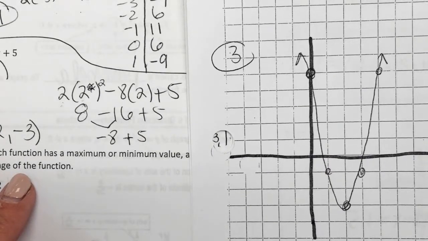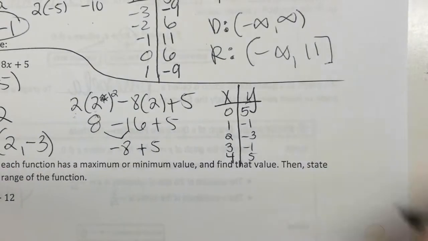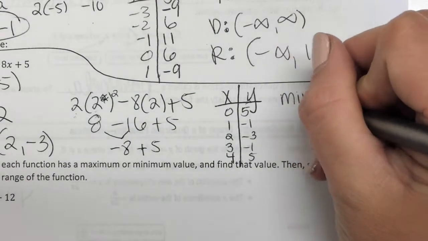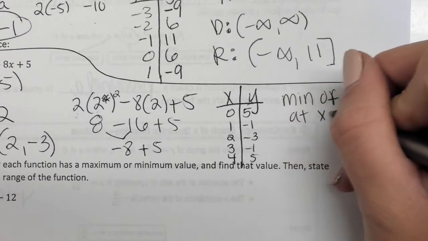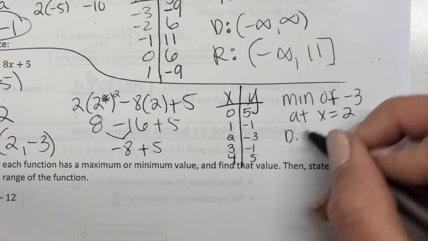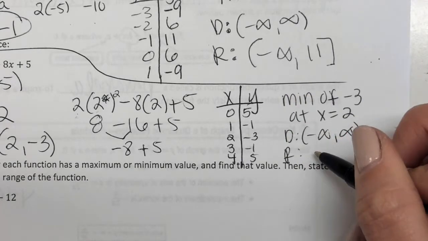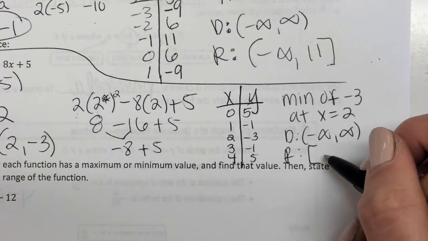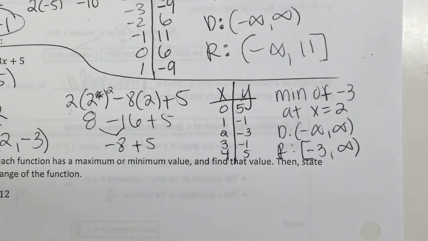Everybody's good? Alright, so would this one have a minimum or a maximum? Good. Of what? At domain? Range? Bracket? And good. Y'all feel good about these? Sweet. Let's look at the next one then.